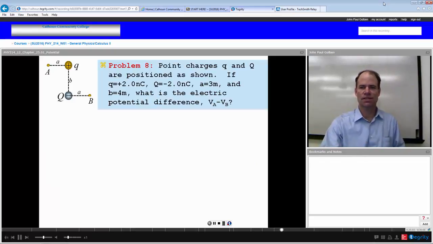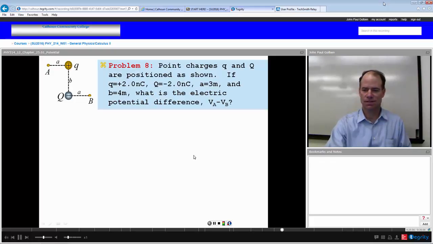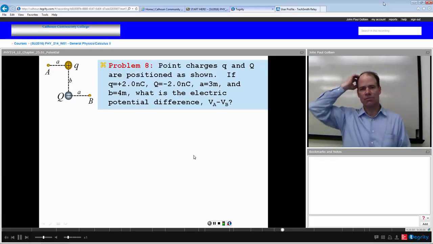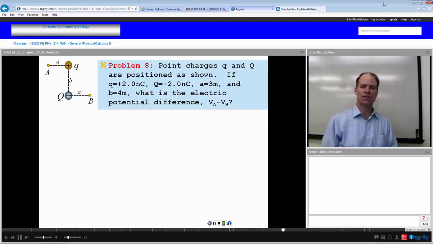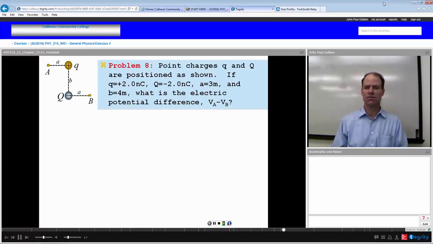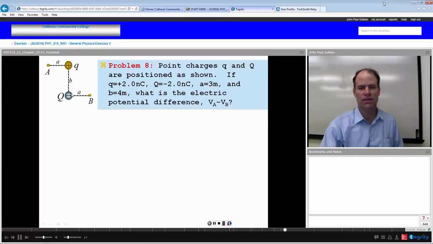Let's try this out. Point charges q and big Q are positioned as shown. If little q is 2 nanocoulombs, big Q is minus 2 nanocoulombs, a is 3 meters, b is 4 meters, what is the electric potential difference, V_A minus V_B? Well, we just want to find the potential at point A, find the potential at point B, and subtract the two.